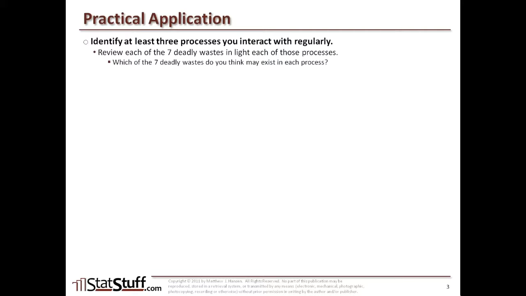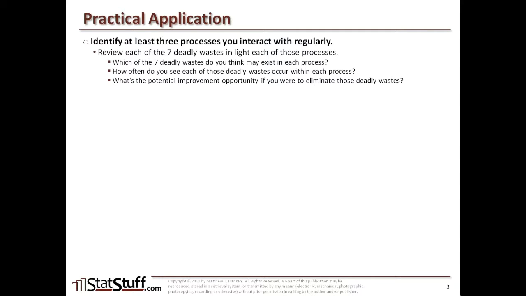First of all, which of those 7 deadly wastes do you think may exist in each of those different processes? And how often do you think you might see those 7 deadly wastes occur within each of the processes? And finally, if you were to eliminate those particular deadly wastes, what kind of potential impact or improvement would you expect to see in the overall efficiency of the process?